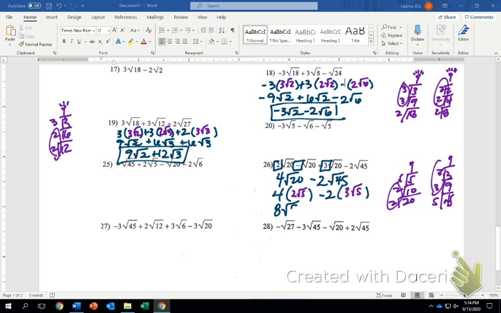Multiply, we get 8 times the square root of 5 at the front. Negative 2 times 3 gives me negative 6 square root of 5. Combine like terms to get 2 square root of 5. And that's it. You just do the same thing over and over again. Remember, if you've already done the work for a radical, don't do it a second time unless you really want that extra practice.